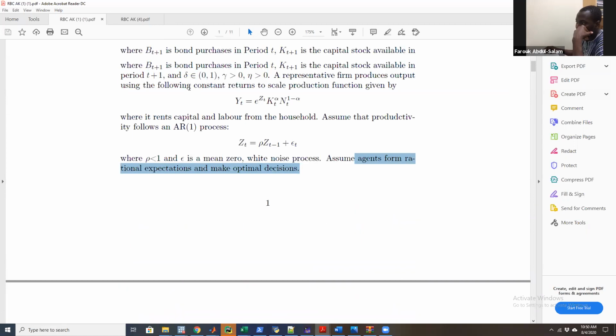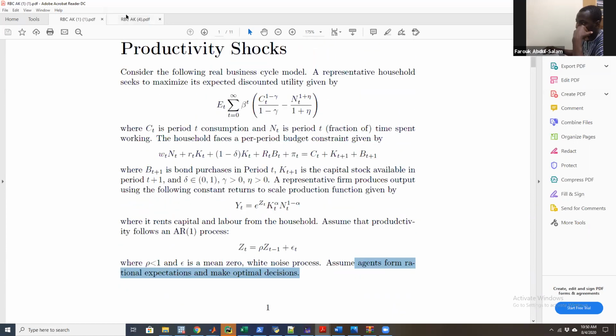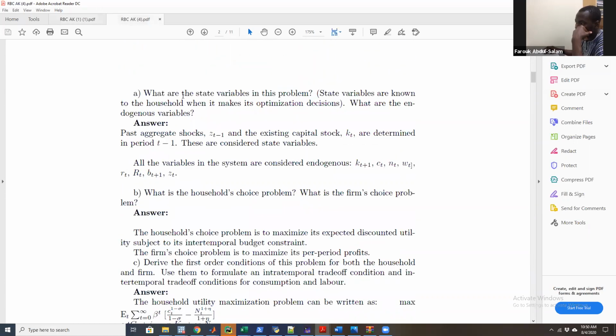So we have to come in and basically open up a couple of things in here. I have this guy here, which is our standard problem, and I need to ask myself, what are the state variables and what are the endogenous variables? So just keep an eye on this first question. And again, I'll try and send this file out. Hopefully you guys can read more on it and understand it.